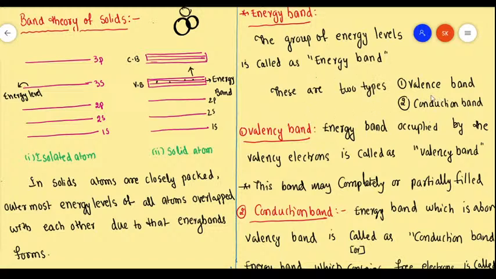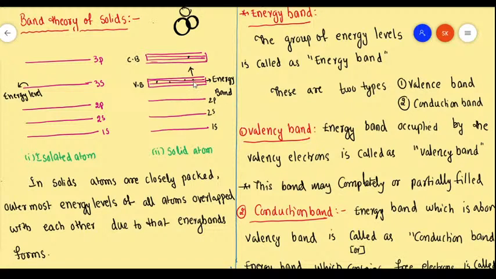These energy bands are of two types: valency band and conduction band. What is a valency band? Due to the overlapping of valency energy levels, the valency band forms. In the valency energy levels, valency electrons are present. That means the valency band is an energy band which contains the valency electrons. If any electron escapes from the valency orbit, then that electron is called a free electron.